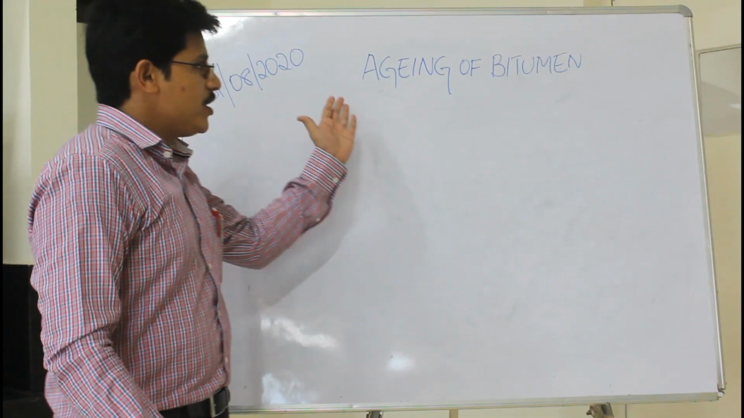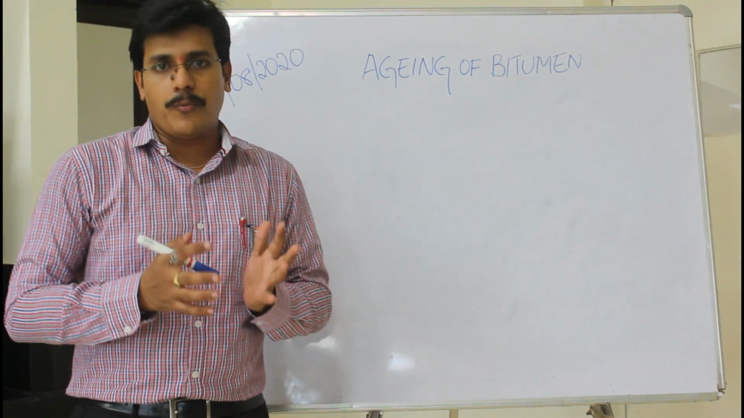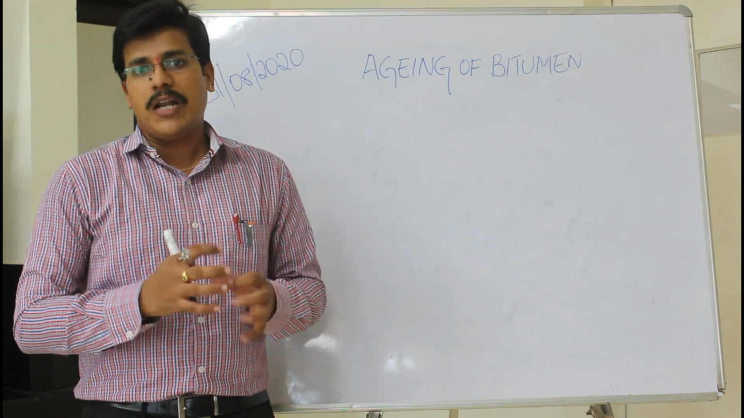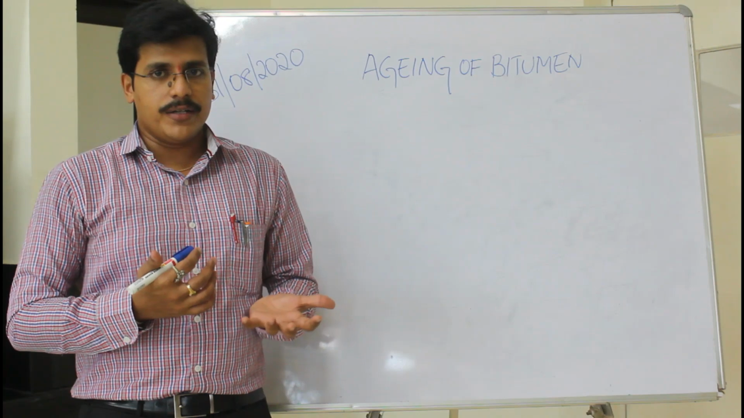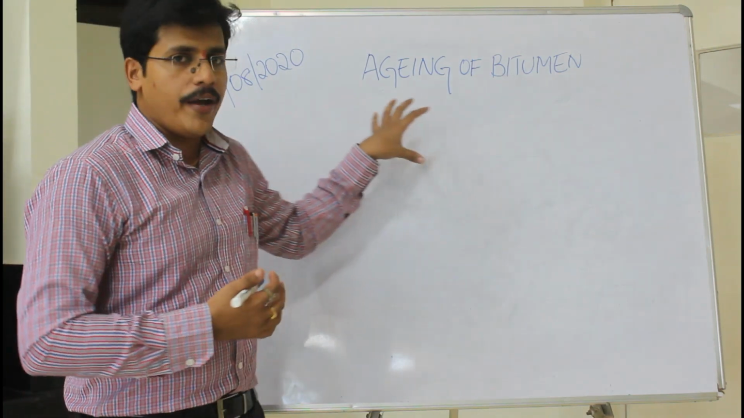Good afternoon, students. Today we will study the aging of bitumen. So the bitumen, we know, has some volatile components, right? Volatile means it will evaporate upon application of hot air or wind. So due to this volatility, the bitumen will undergo aging.